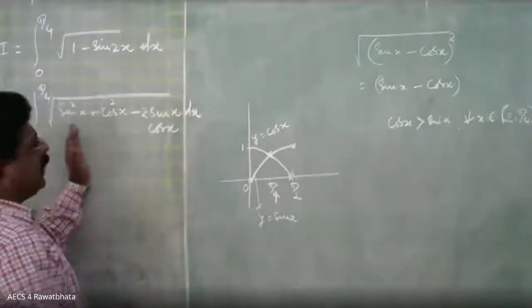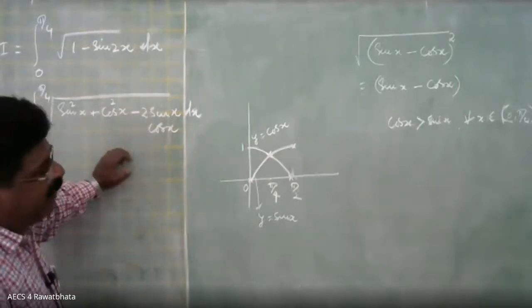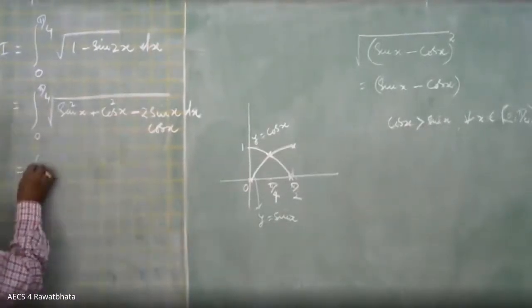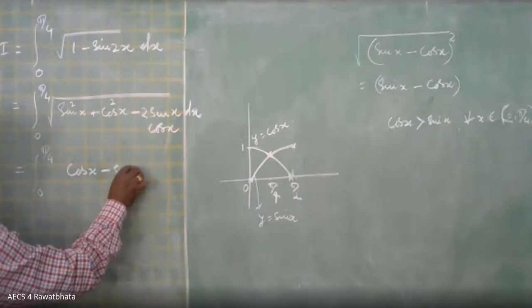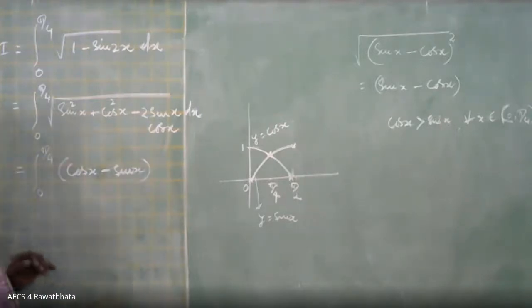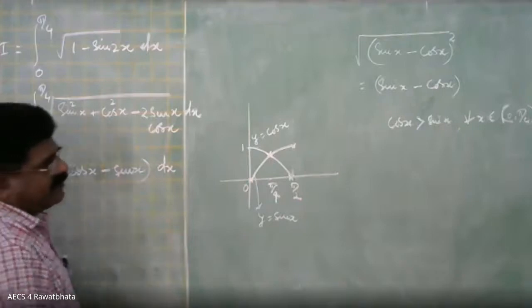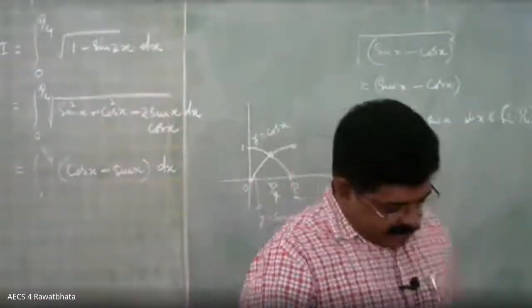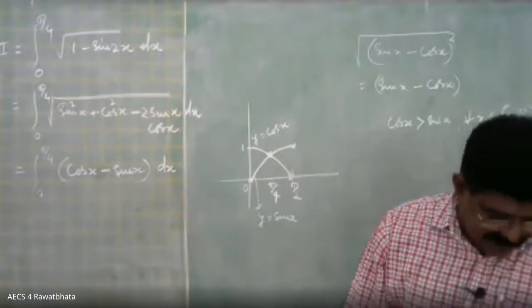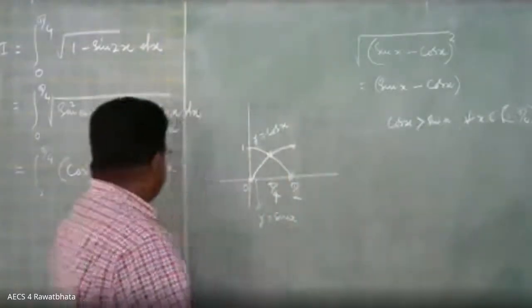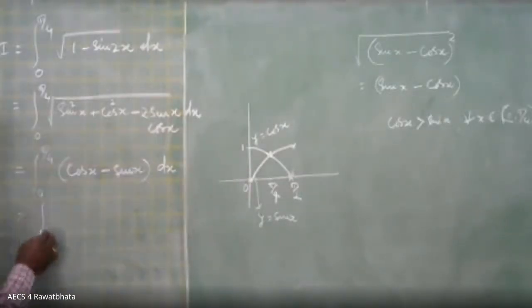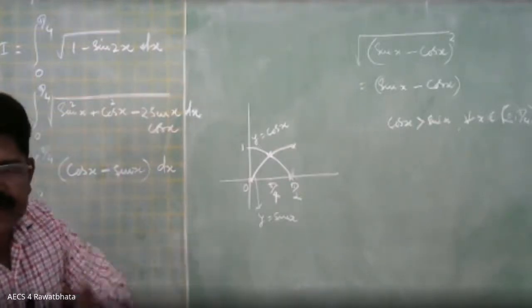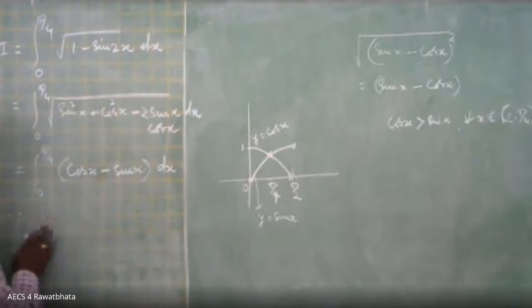So, which one can be taken? If you want, we can take the positive value, okay? So this is equal to the integral from 0 to pi by 4 of cos x minus sin x dx. Correct? That is the reason I gave you this. You may have the doubt: sin x minus cos x also can be taken, but the value will be different. So here we have to take cos x minus sin x. Very good.